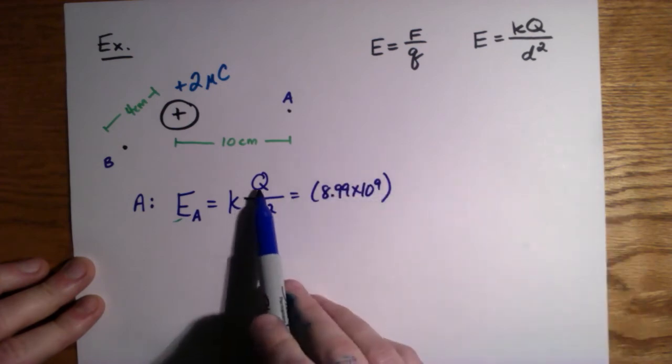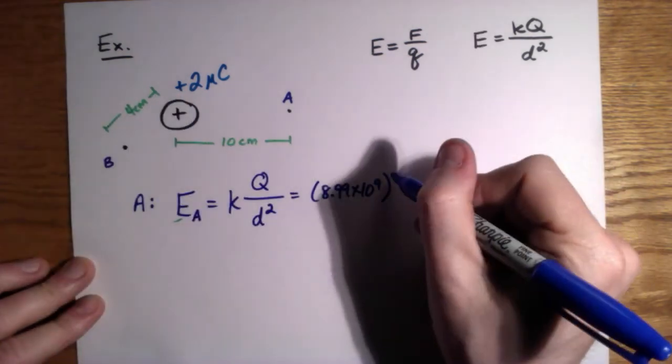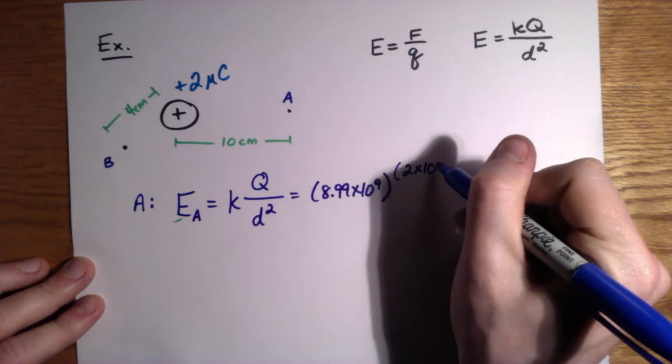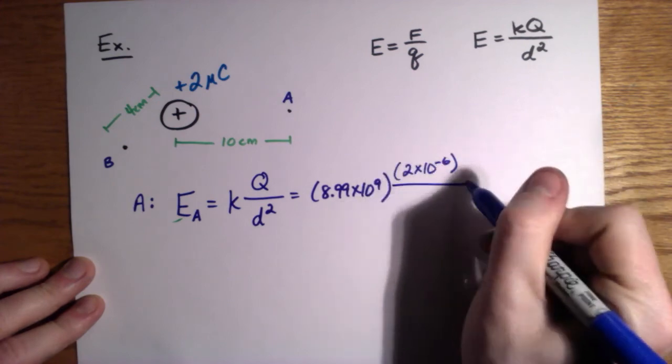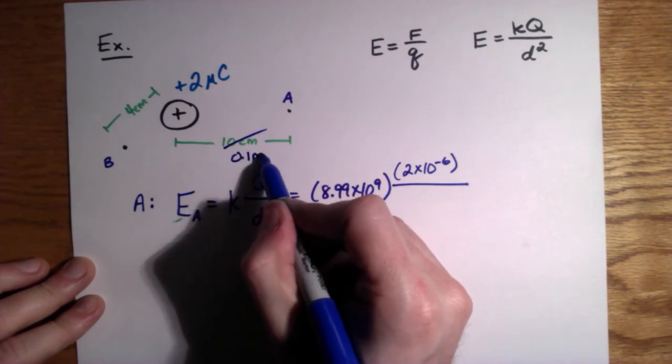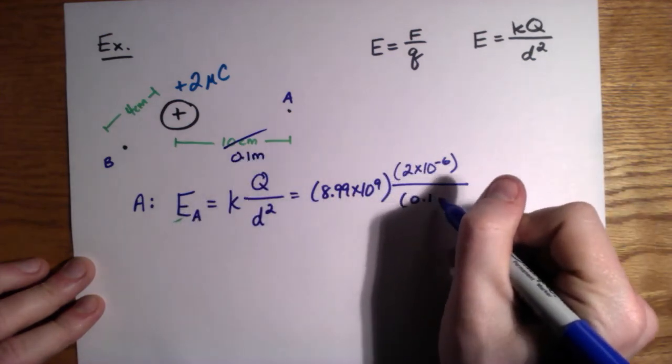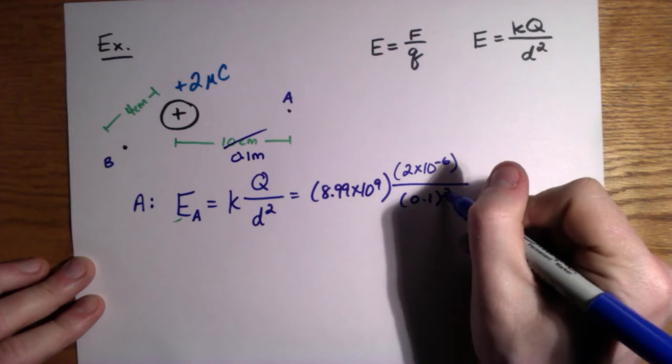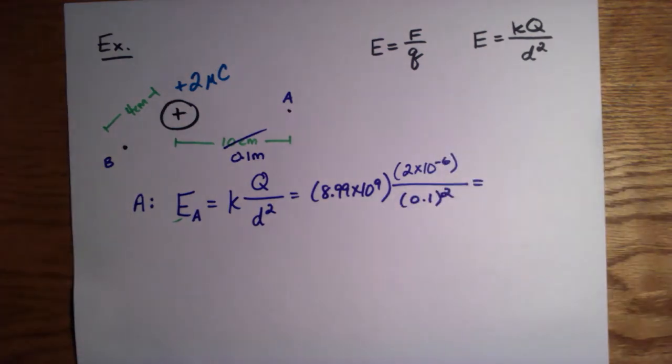In this case, the charge that's causing the electric field is 2 microcoulombs. And I'm going to divide that by my distance squared. We don't like centimeters, we like meters. So 0.1 meters. So that should be 0.1, and I have to square it. So if you give me a second, so I can grab my calculator.